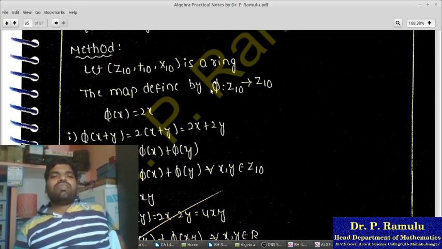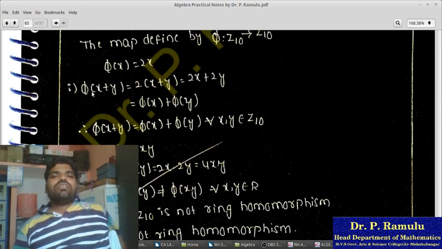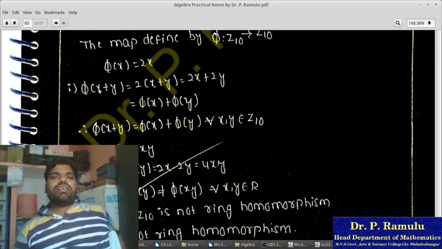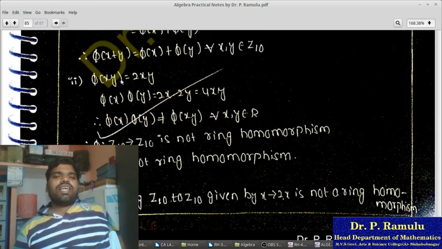The map is defined phi from Z10 to Z10 by phi of x equal to 2x. So I'm verifying phi of x plus y equal to 2 times x plus y, which is 2x plus 2y, nothing but phi of x plus phi of y. First condition holds. Second condition, phi of xy equal to 2xy.